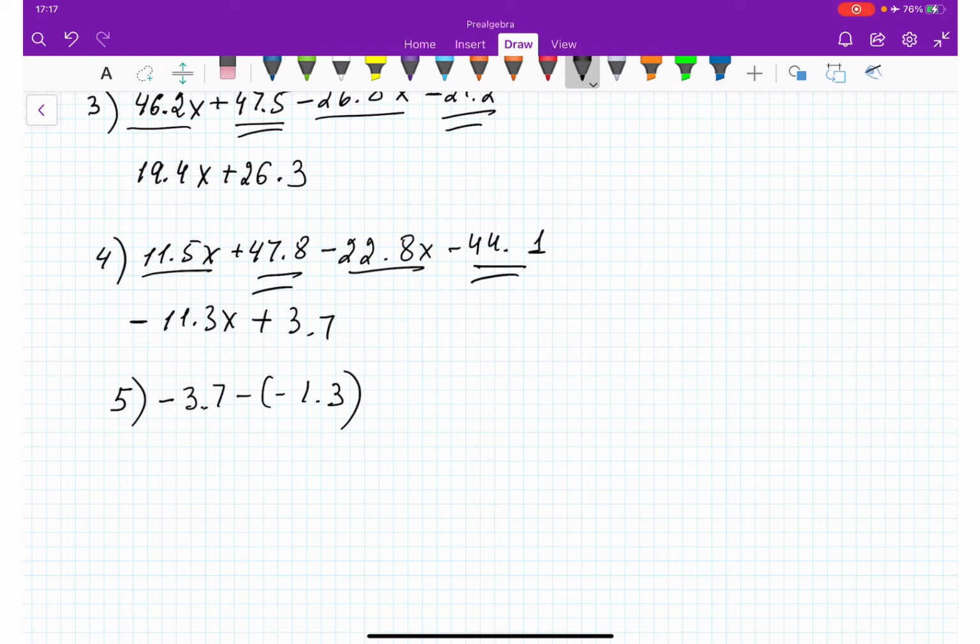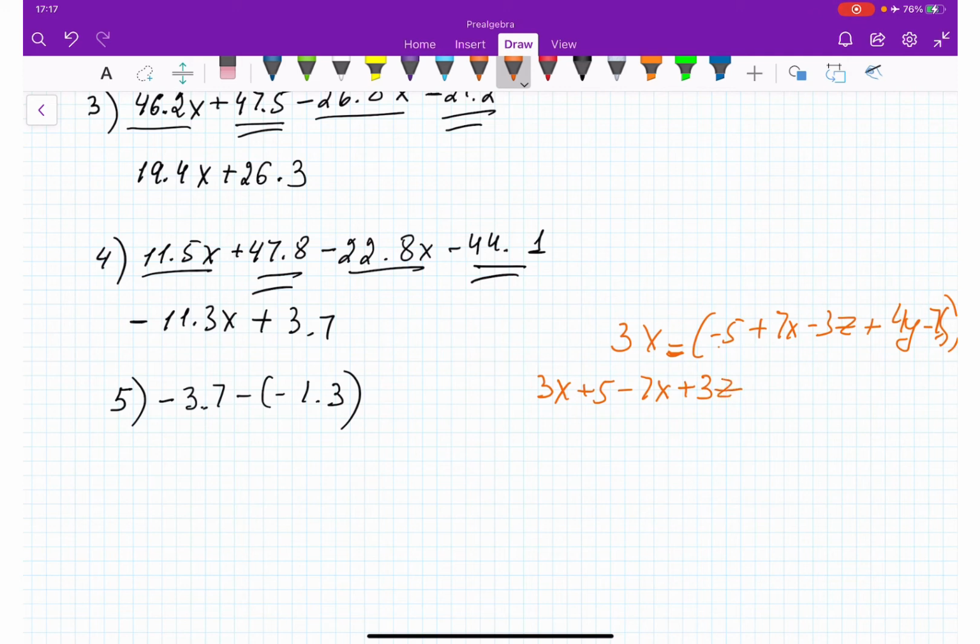For example, if I have, let's say, 3x minus the quantity negative 5 plus 7x minus 3z plus 4y and minus 7f. So that's going to be equal to 3x. Since there is a negative sign in front of parentheses, negative 5 becomes positive 5. Positive 7x becomes negative 7x. Negative 3z becomes positive 3z. Positive 4y becomes negative 4y. And negative 7f becomes positive 7f. Okay? That's what I was trying to explain.